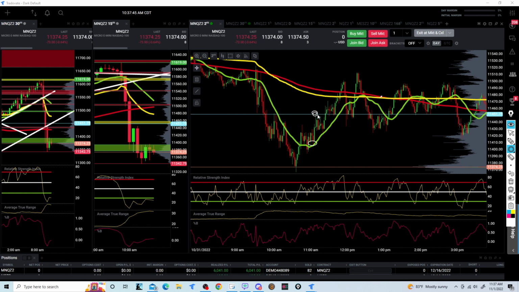When it gets away from the 20 period moving average, you're looking for it to come back to or near it.